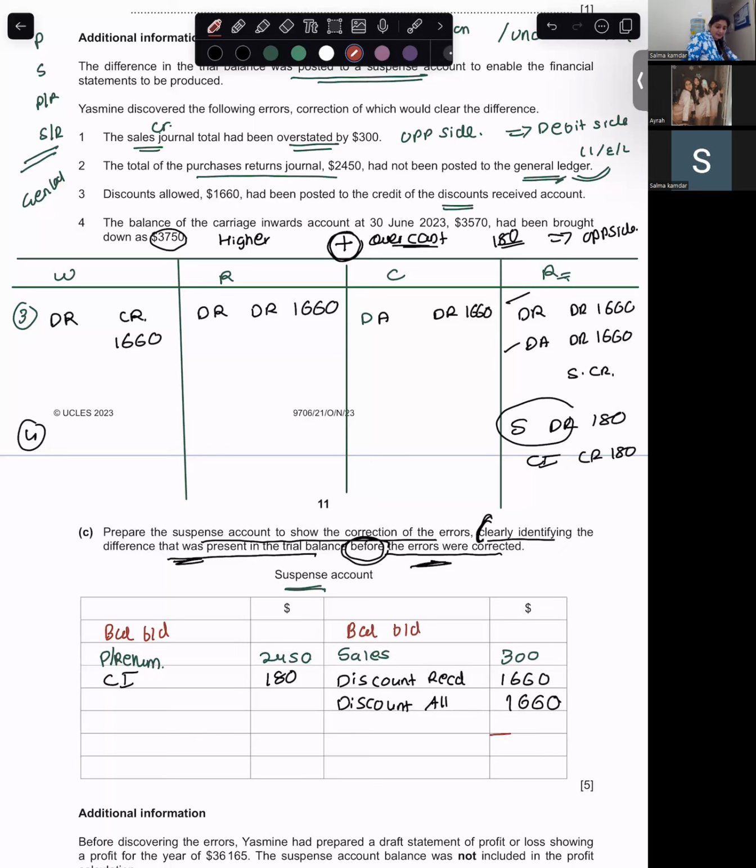So the credit side total is more, right? 3620. So from 3620, if I deduct 2450 and 180, how much will I get? 990. This is important to understand, that you want a balance brought down.